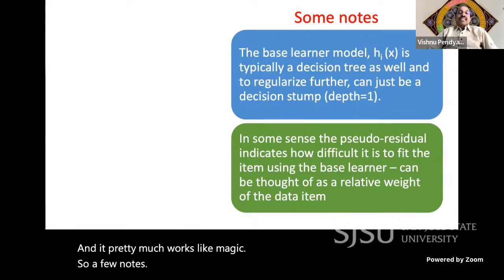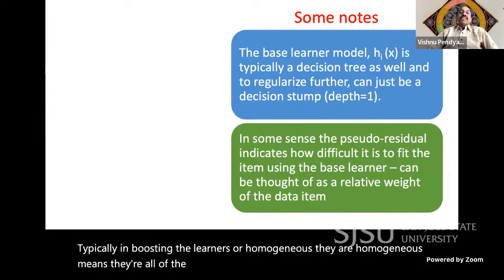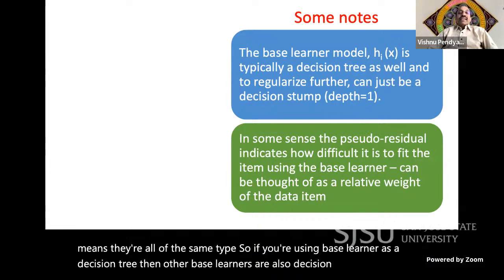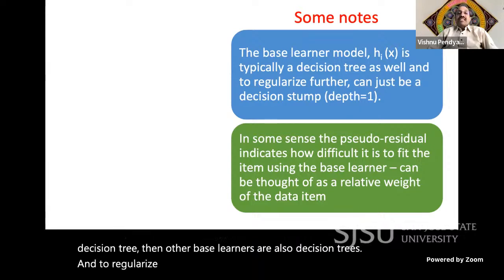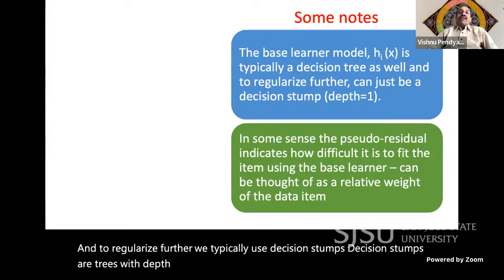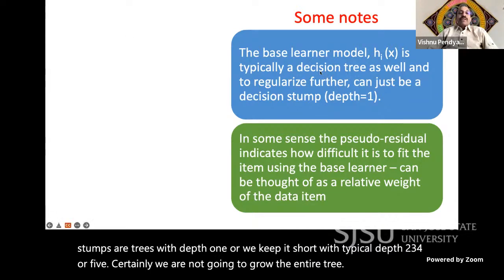Typically in boosting, the learners are homogeneous. Homogeneous means they are all of the same type. So if you're using the base learner as a decision tree, then other base learners are also decision trees. And to regularize further, we typically use decision stumps. Decision stumps are trees with depth 1, or we keep it short with typical depth 2, 3, 4, or 5. Certainly, we are not going to grow the entire tree. So that's an important point to note.